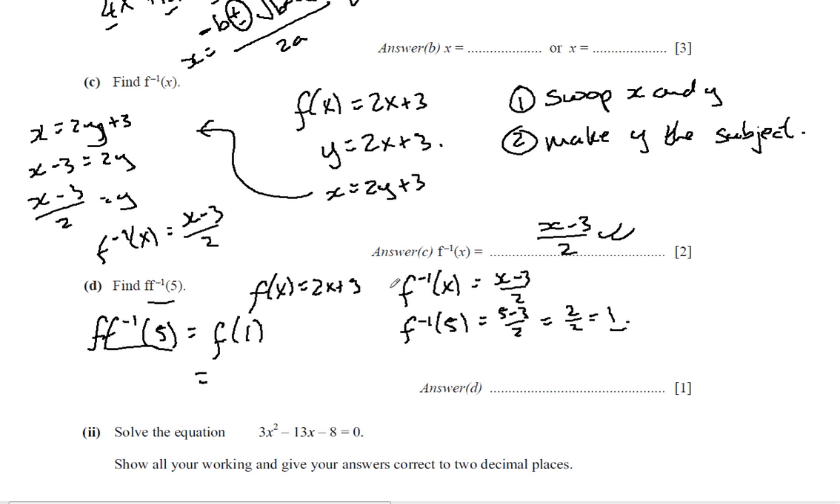So it's f of 1. f of x is equal to 2x plus 3. So f of 1 is 2 times 1 plus 3, which is 5.